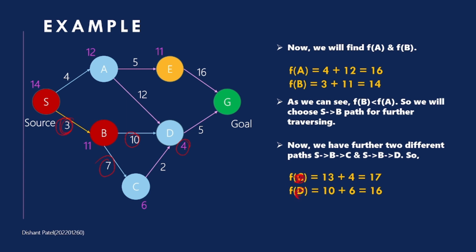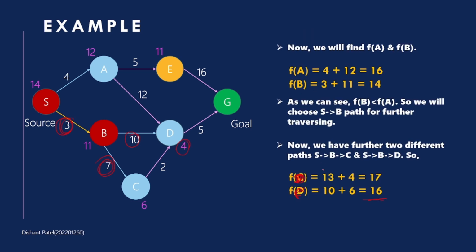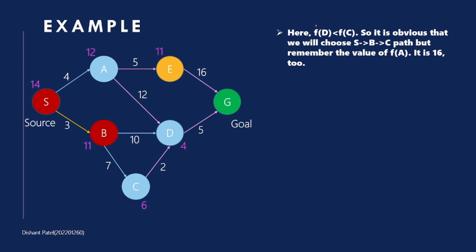The actual value of f of c: g of c is 10, and the heuristic value is 6. So here 16, I have written 16. Here f of c is less than f of d. Okay, here f of c is less than f of d. So it is obvious that we will choose the S to B path and B to C path.